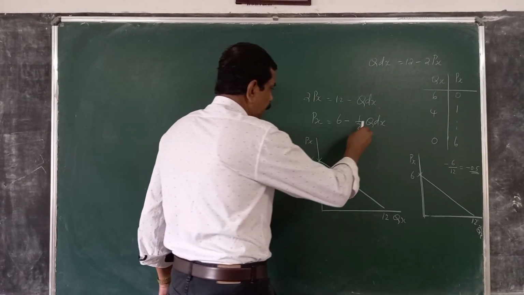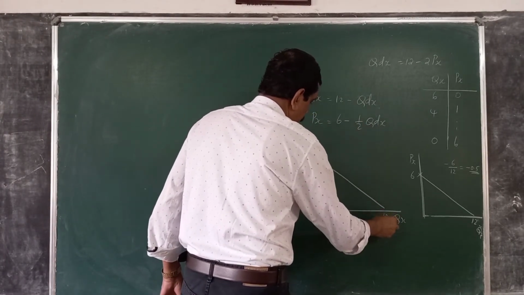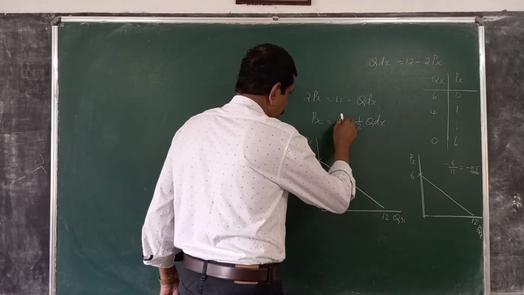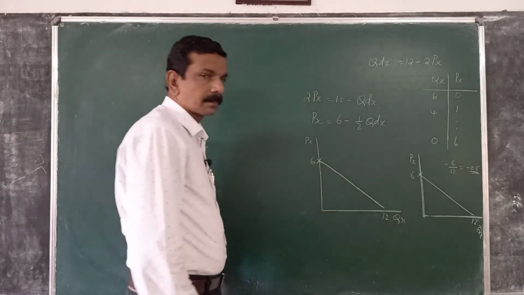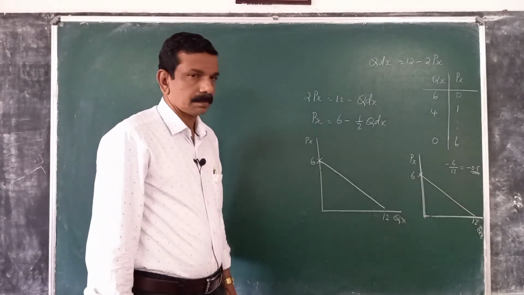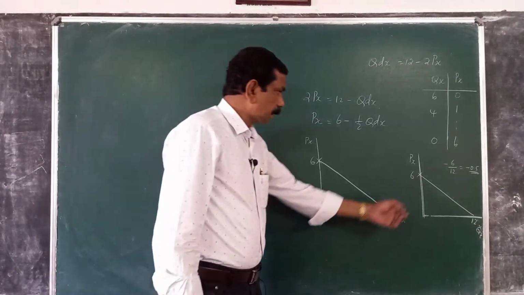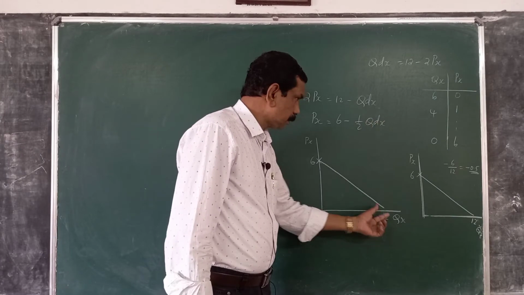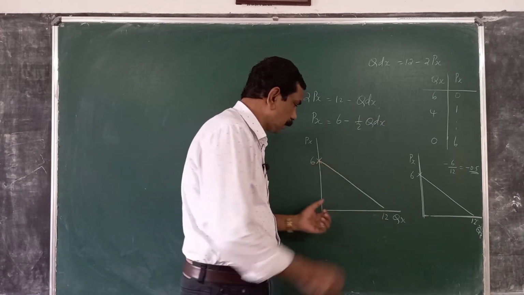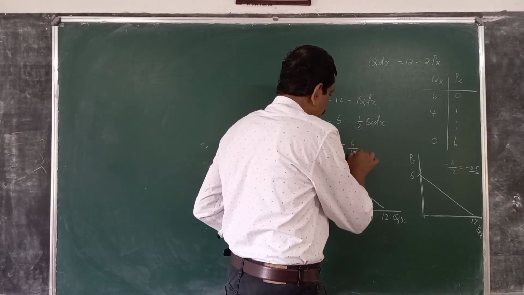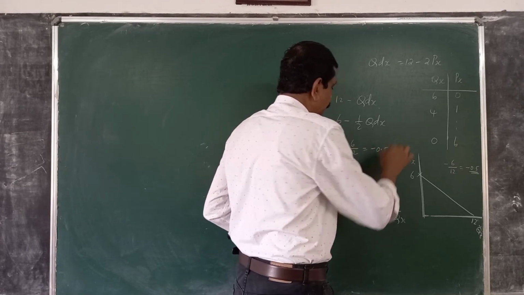Now, if Qx is 0, what is Px? That is 6, the y-intercept. And what is the slope? The slope is minus 6 by 12, which is equal to minus 0.5.